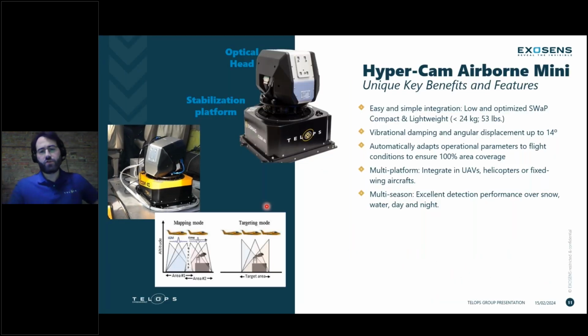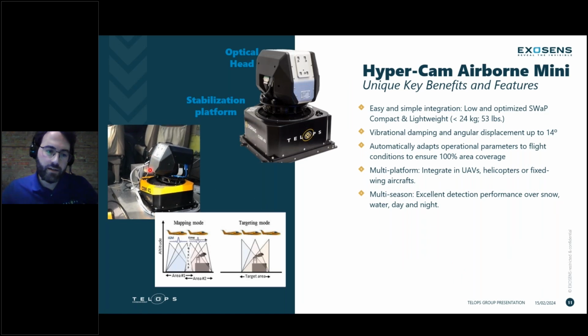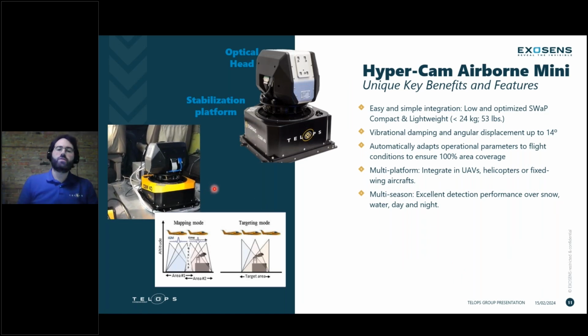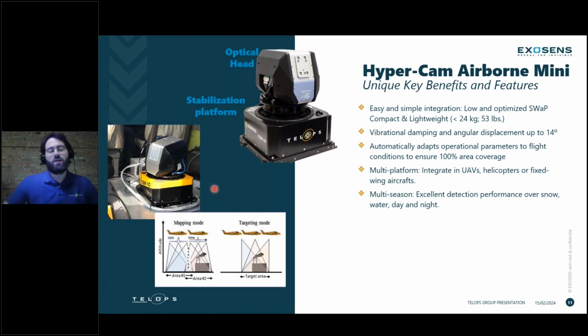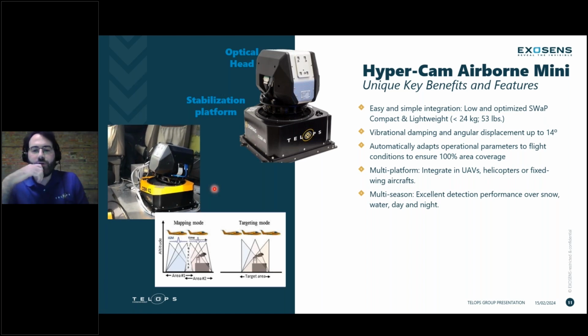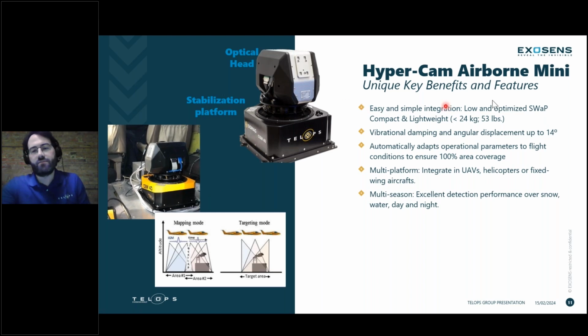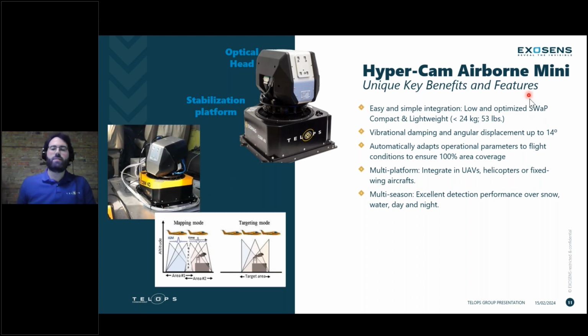So this was ground. Of course, you can do that from the air, like I mentioned. We have a nice little video showing how the core of the system moves around with the stabilization platform in the air. So you have that vibrational damping and angular movement that can happen with that platform. It's quite a light platform, so it's easy to set up into an airplane. All of this adapts automatically depending on the operational parameters of your flight. This was installed on multiple platforms, either UAVs, helicopters, or fixed-wing aircraft, and we've had amazing results. And these are the units used for the methane service that Telops offers.